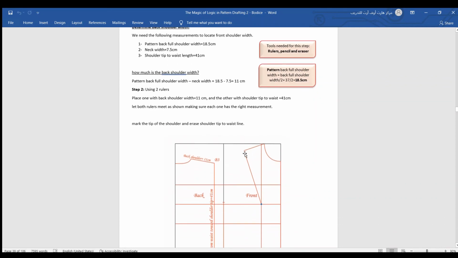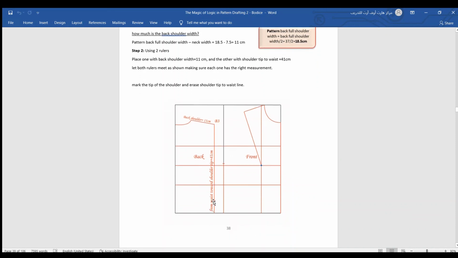So what you have to do here, also the same idea, you have to take two rulers, one that measures 11 centimeter, which is the back shoulder, and the other one should measure the B3, which is the length we have taken from the shoulder tip to the waist, which measured 41 centimeter. So one ruler will measure 41 centimeter, the other ruler should measure 11 centimeter. You have to keep pivoting these two until you end up with 11 on the shoulder and 41 on the B3. So this is how you know how tilted the back shoulder is.